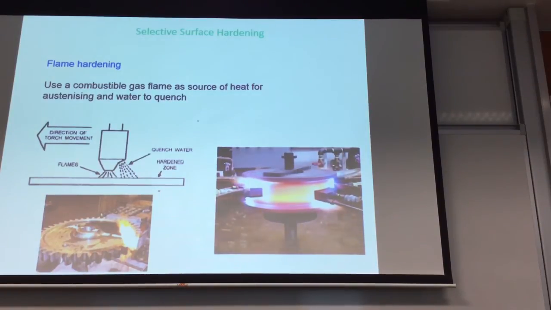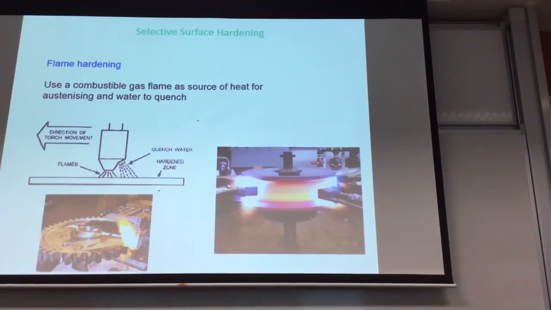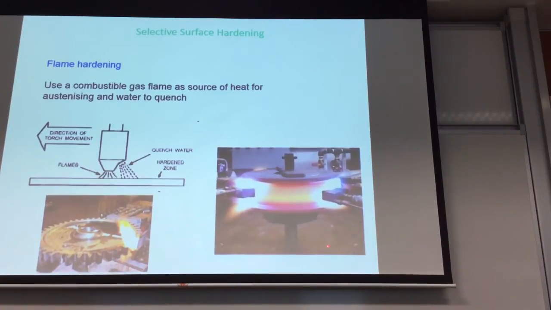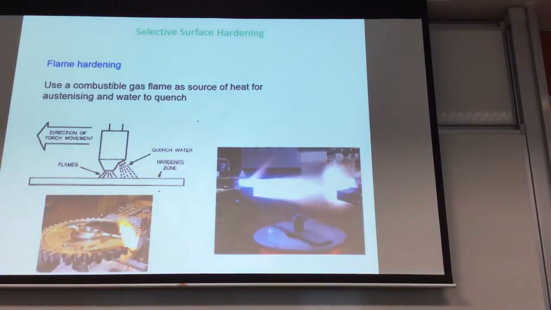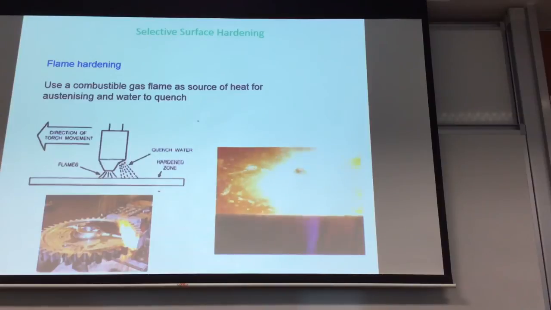You have to heat up to the austenite region. You can see there's a pool of liquid. I think there's water. So what you do is you quench it. Basically you quench it, and when you quench it, you get martensite.